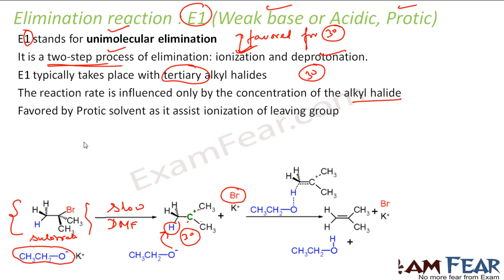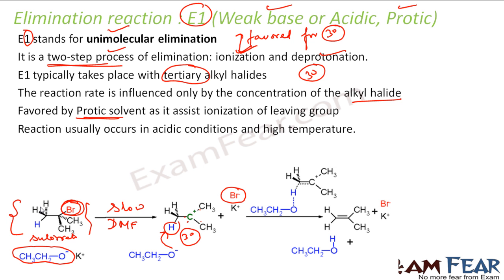This is favored by a protic solvent. Why protic solvent? Because this protic solvent assists the ionization of the leaving group. So here my Br is the leaving group. If the solvent is protic, it favors, because this Br minus can attach with H plus somewhere, so it becomes HBr. So this protic solvent favors this leaving group to leave. And this generally occurs in acidic condition. There is nothing but the protons there, this protic solvent, and high temperature.